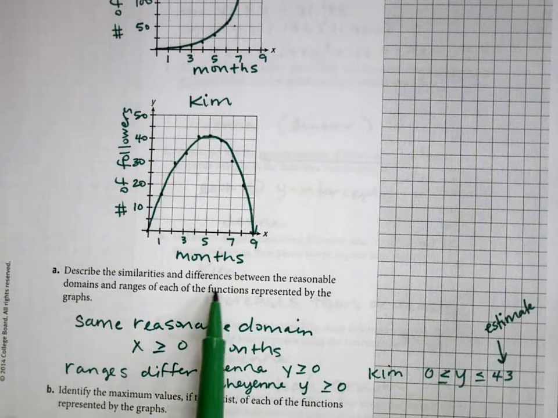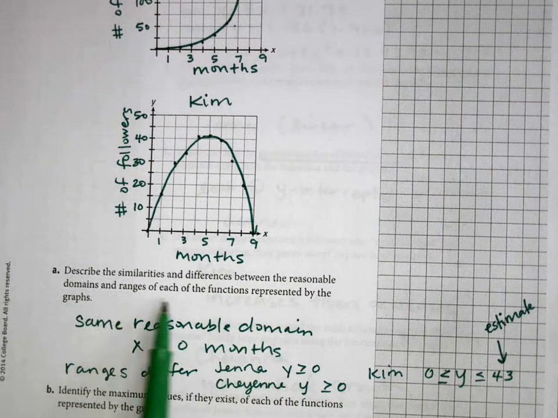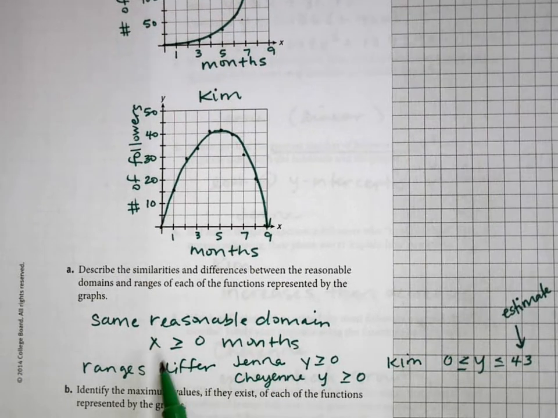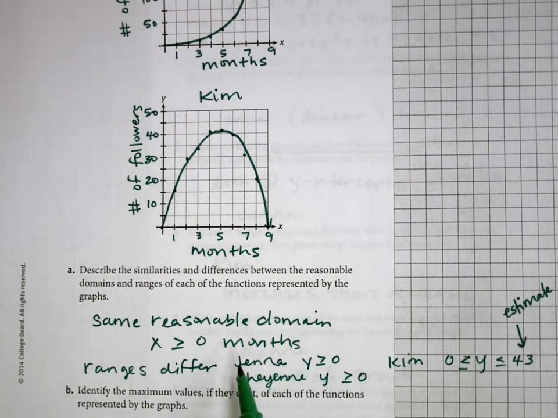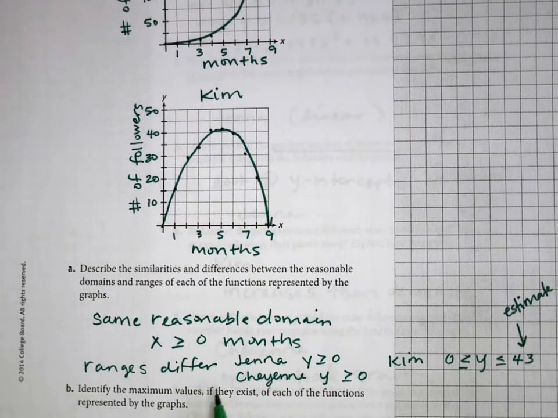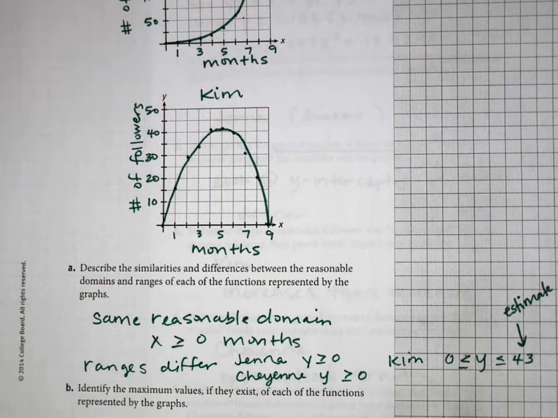Describe the similarities and differences between the reasonable domains and ranges of the functions. Well, the domain is going to be your x value. So we have months on our x-axis. Months can't be negative, so they have to be greater than or equal to 0. That's the same reasonable domain for all of the girls. The ranges are different. Our ranges are going to be our number of followers, so of course that can't be negative either. So most of them are greater than or equal to 0.